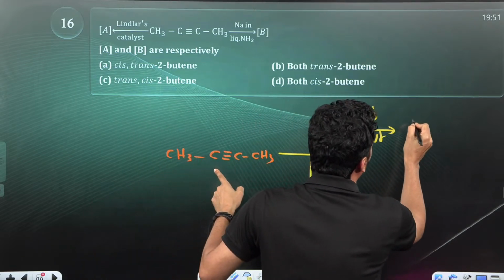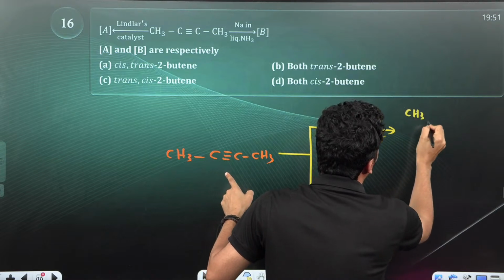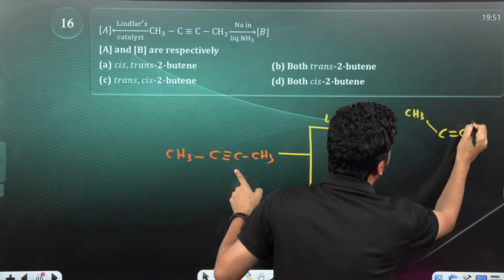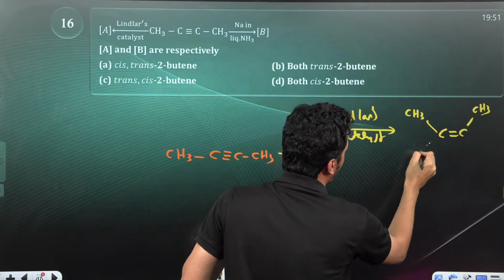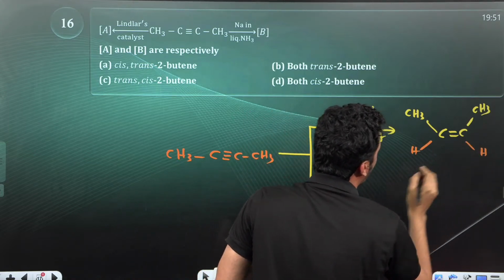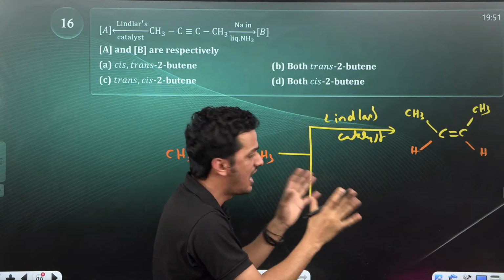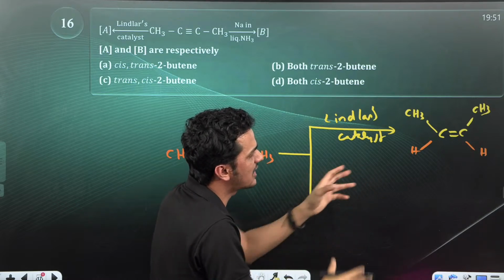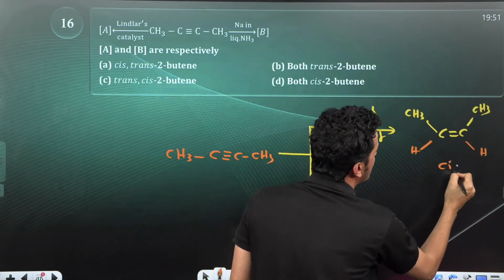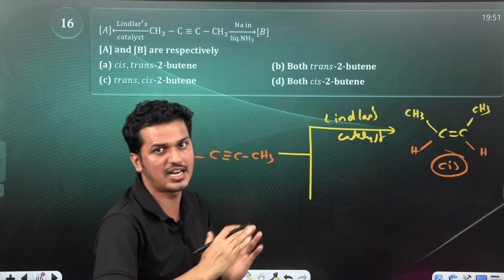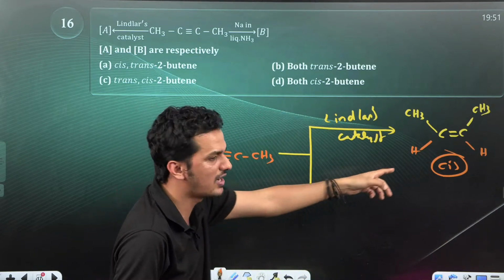This will become, listen to me carefully, CH3 C double bond C CH3. Here hydrogen will come and be added, here hydrogen will come and be added. So that is a syn addition. On the same side only hydrogen will be added, syn addition. So you will get a cis product. Syn addition means on the same side it will come and be added.